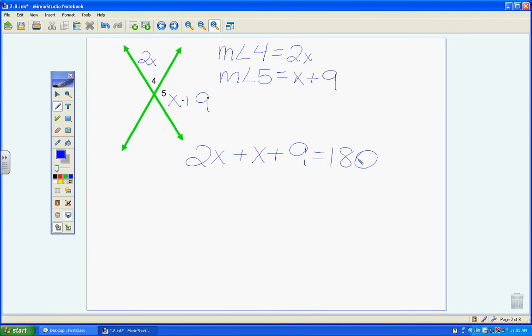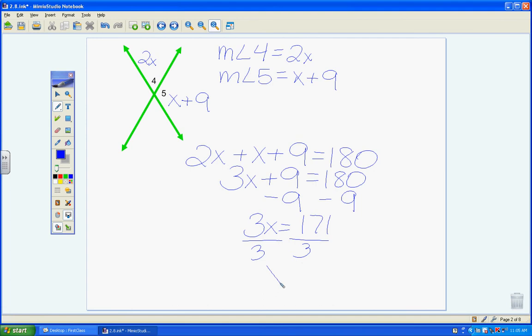Alright, so how do we solve this? 2x plus another x would give me 3x plus 9 equals 180. Then what? Minus 9 from each side. And we get 3x equals 171. And now divide by 3. And we should get x equals 57. That's what x equals, not what the angles equal.